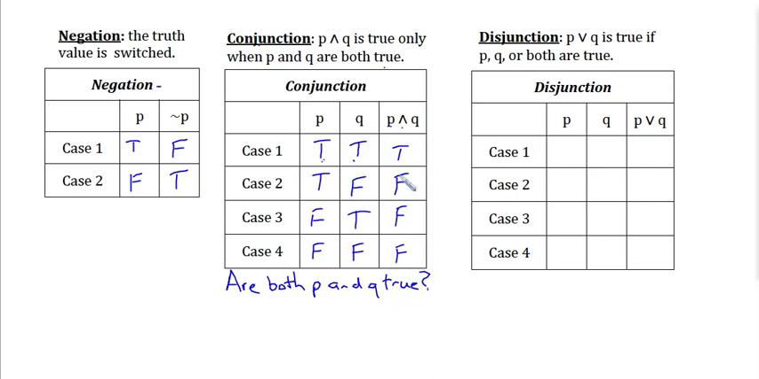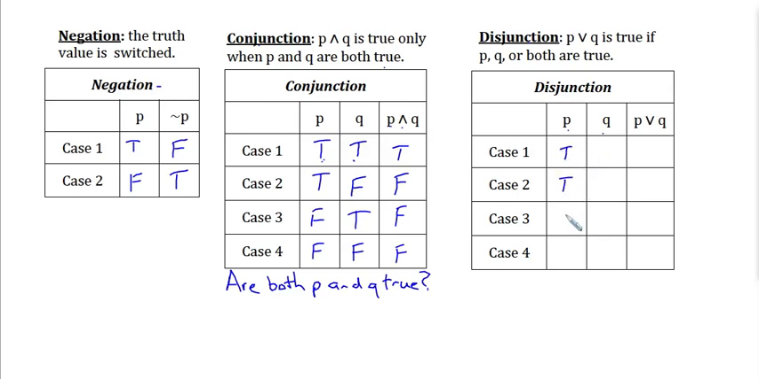Okay. If yes, then it's a true statement. Let's move on to disjunction. Now this is P or Q is true if P, Q, or both are true. Okay, so P could be true, or Q could be true, or both could be true. So let's fill out our cases for two statements.